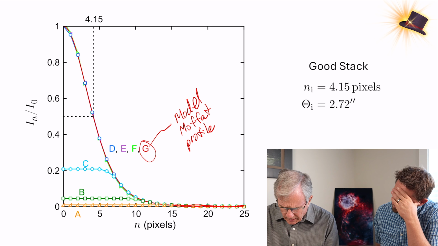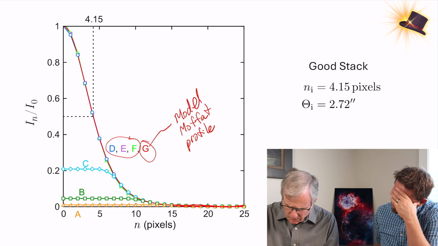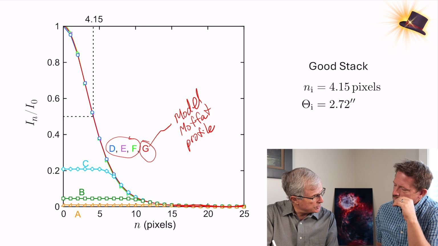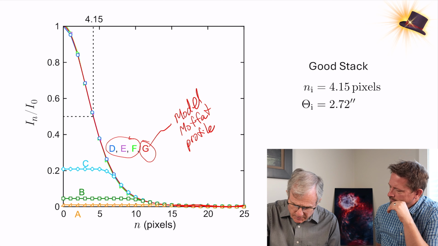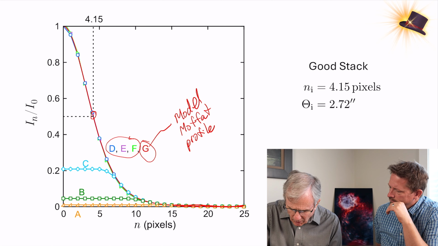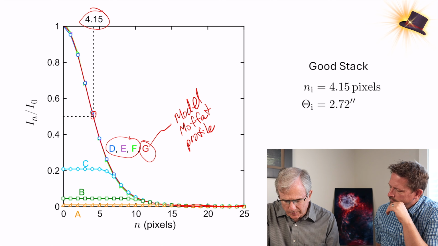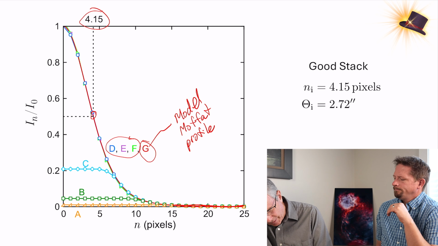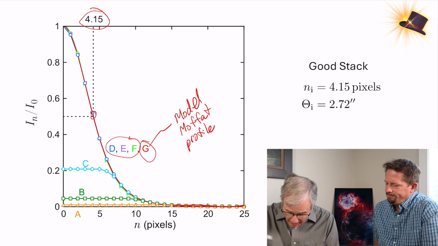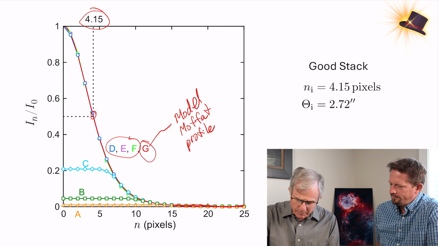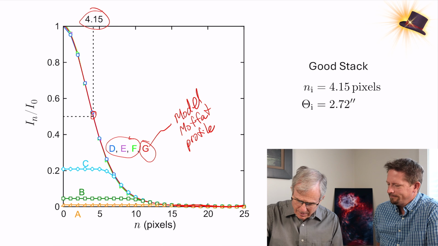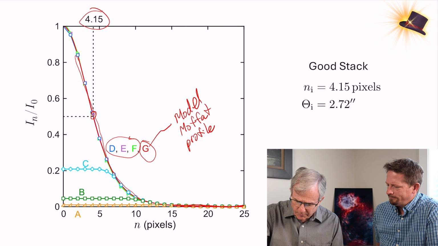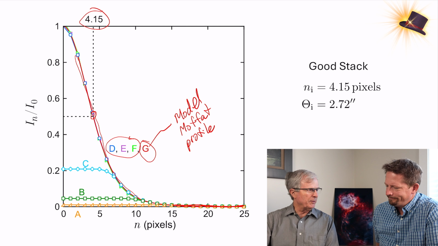But the important point here is that stars D, E, and F overlap with each other really well over the whole range of distances from the center, and they all reach their half max at that same number of pixels, 4.15. And had stars A, B, and C not been saturated, then we can reasonably expect that star B would maybe have followed that same profile, although we'll never know.